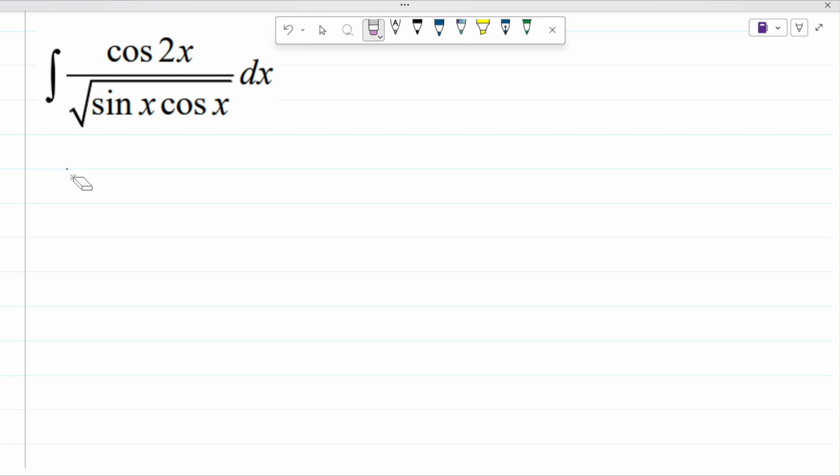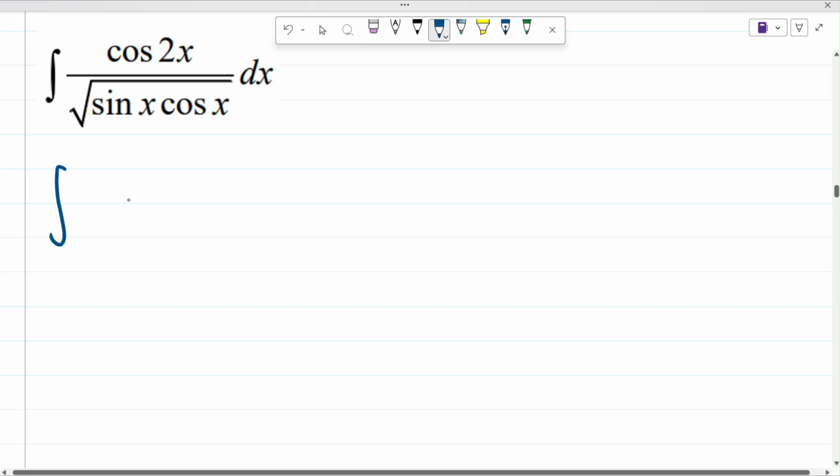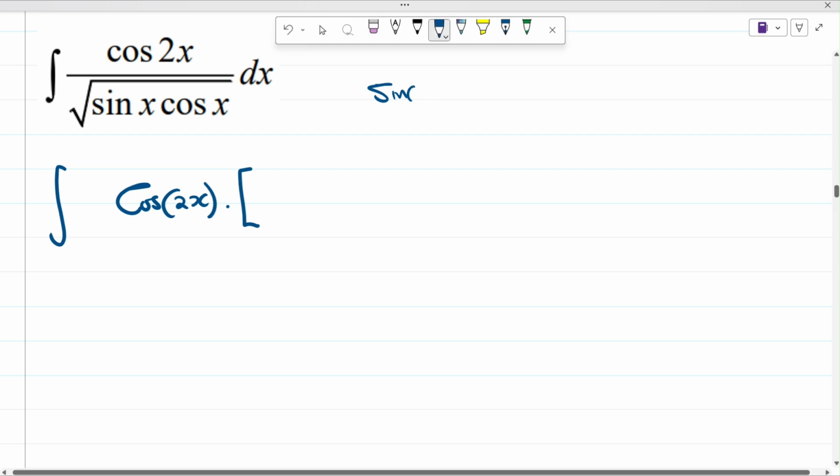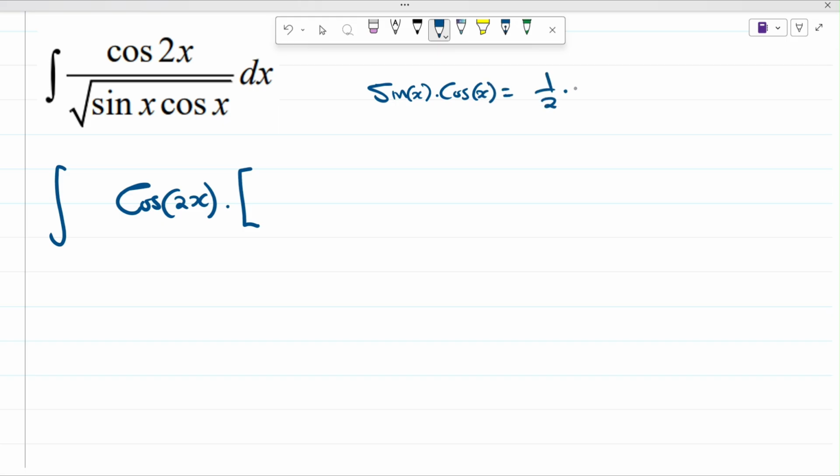So let's rewrite this in a nice way first so that you and I can see what is going on. So let me write this cos of 2x, and then I want to take that thing up there. We can see that sine of 2x is half of the double angle. So sine 2x equals 2 sine x cos x, so sine x cos x is the same as 1 over 2 multiplied by sine of 2x.